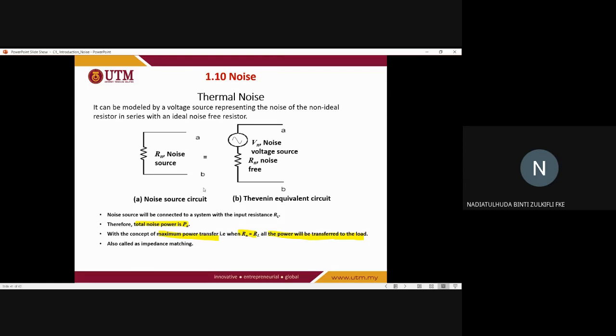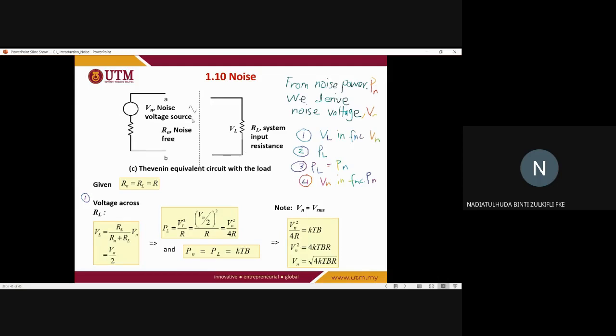So this is from our thermal noise power, and then to understand its impact on our circuit, we will connect it to a load, using the maximum power transfer concept or impedance matching, where it can be proven mathematically that Rn is equal to RL. When Rn is equal to RL, all the power from Pn will be transferred to the load. So this is our thermal noise source, and the other part here is our load. When we connect, the maximum power transfer happens when Rn equals RL.